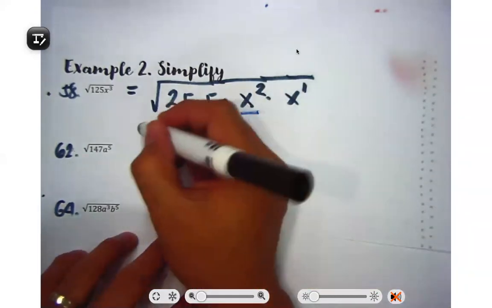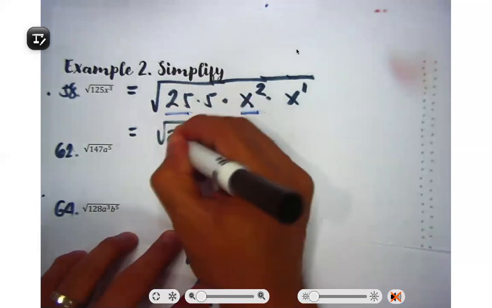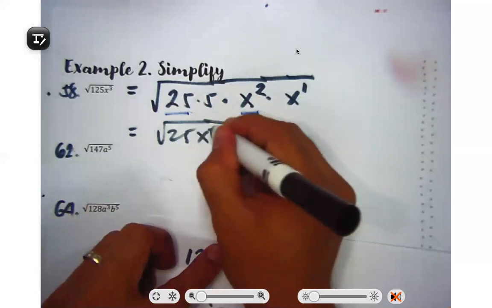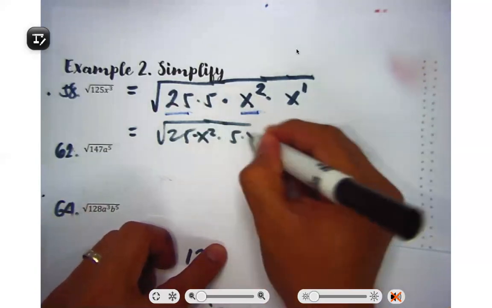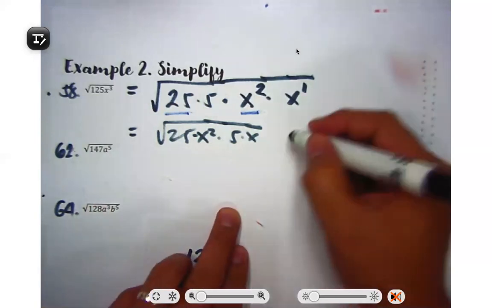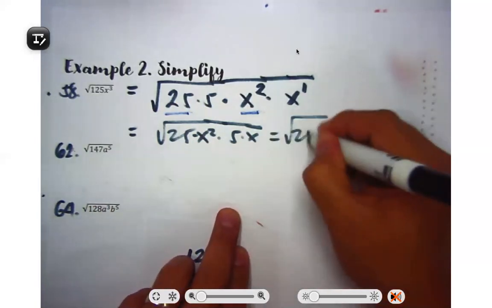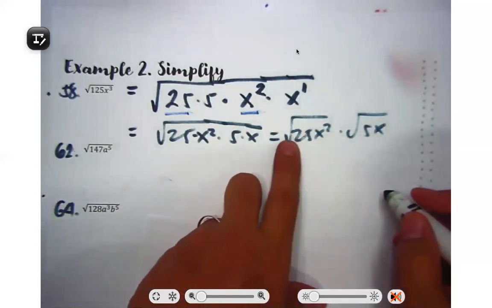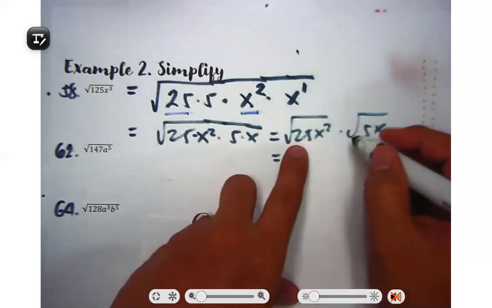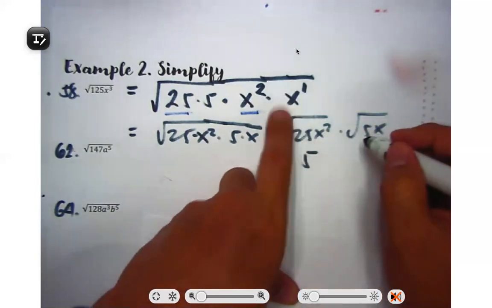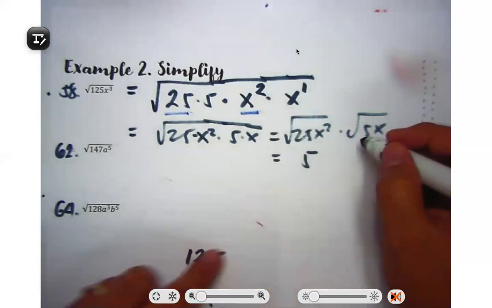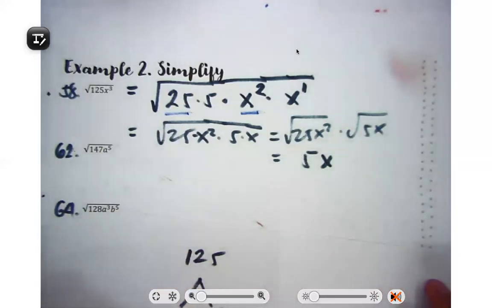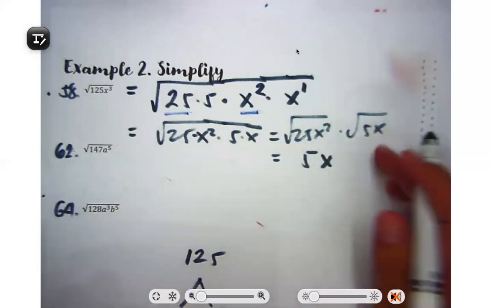So we can rewrite it as the square root of 25, grouping those perfect squares together, 25 and then x squared, and then 5x. We can write it as the square root of 25x squared times the square root of 5x. Square root of 25x squared is, let's start with the square root of 25. What's the square root of 25? 5. The square root of x squared is going to be x. Let's just divide your exponent by 2.